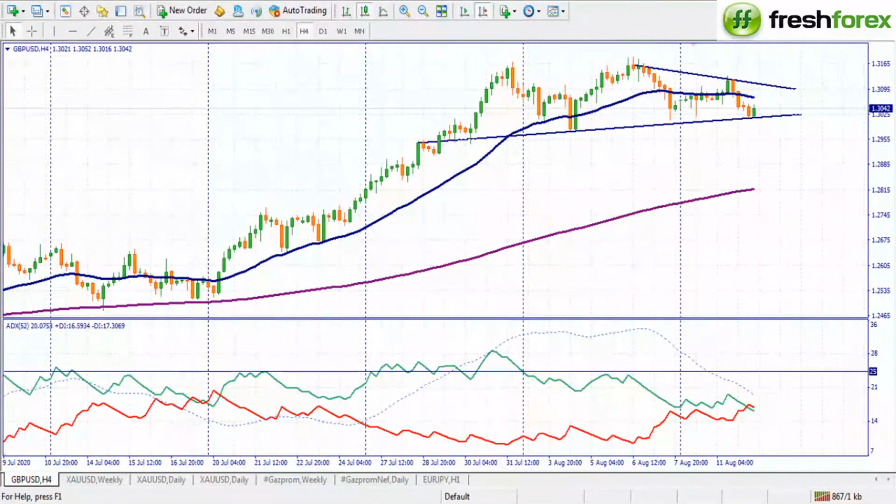We are waiting. It's better if you wait for a break below. That looks much better. I'm saying this because the indicator you have on the lower side, this one, the red line has just gone above the green one, which is a sign that we are now heading to the lower side.